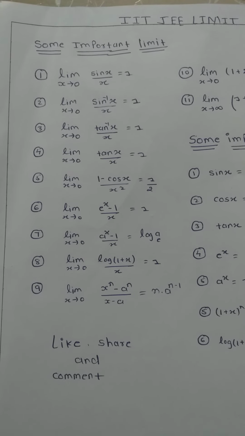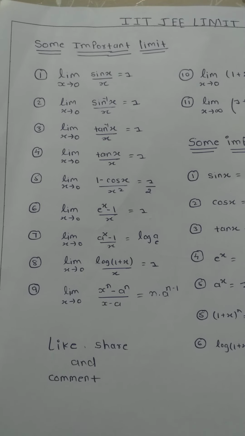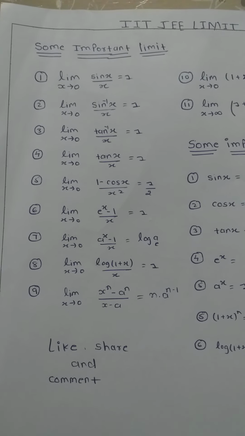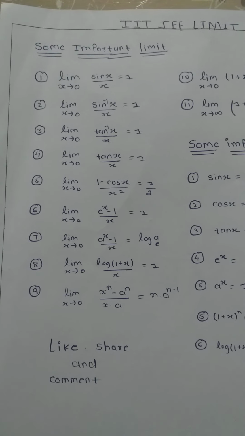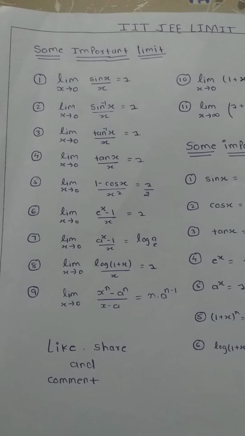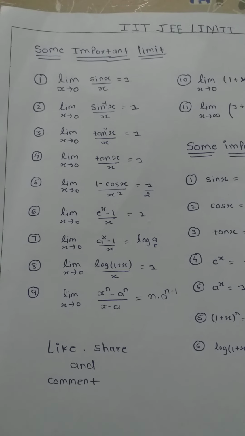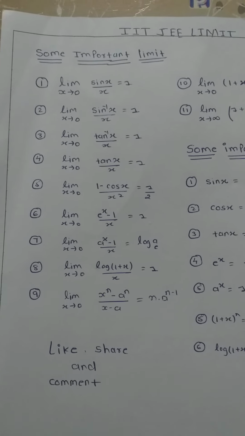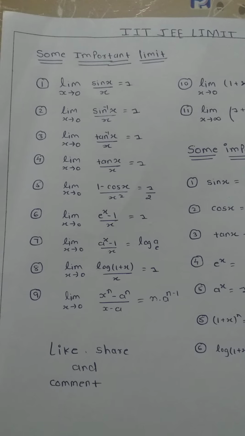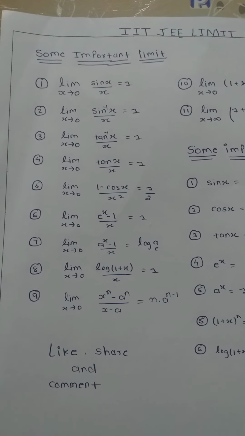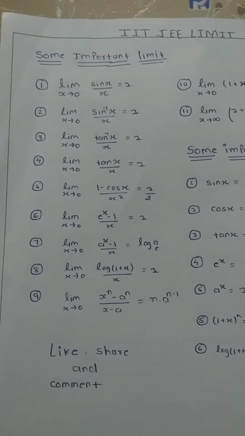learn these formulae as they are. The formulas are: limit x tending to 0 sin x by x is equal to 1, limit x tending to 0 sin inverse x by x is equal to 1, limit x tending to 0 tan inverse x by x is equal to 1, limit x tending to 0 tan x by x is equal to 1, and limit x tending to 0 (1 minus cos x) by x square is equal to 1 by 2.